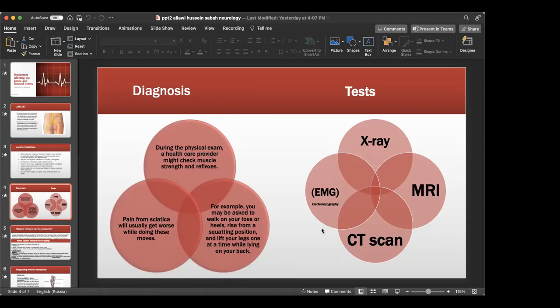So about tests, the tests that can show us sciatica are the simple one, X-ray, then EMG, which is electromyography, and CT scan and MRI.